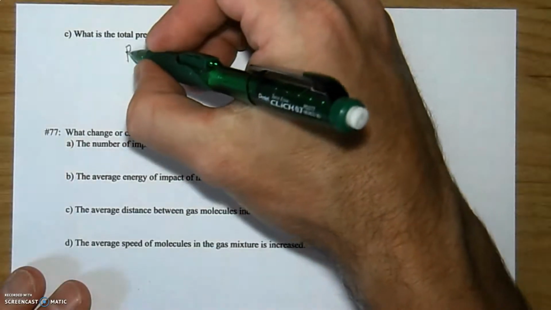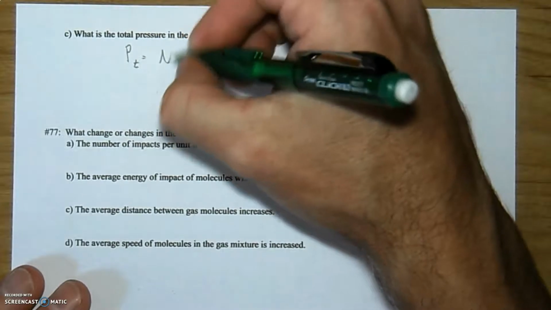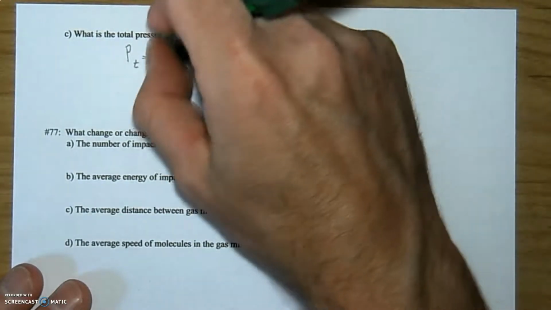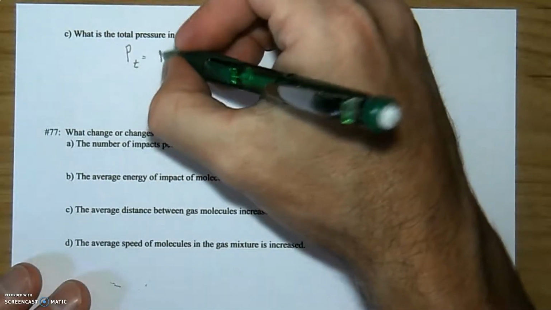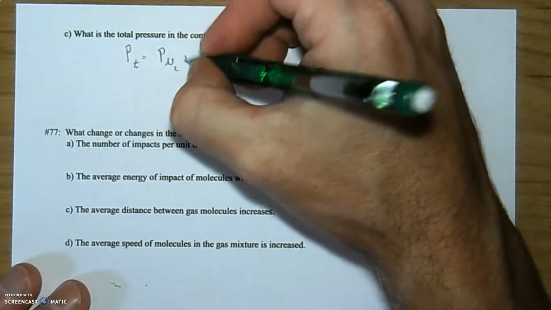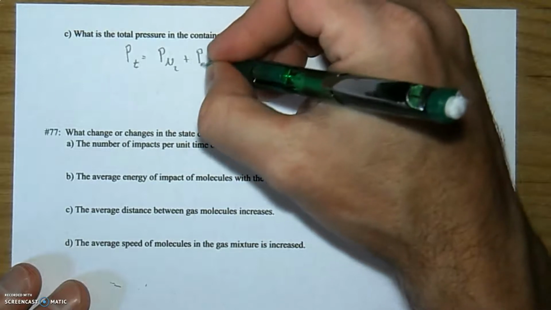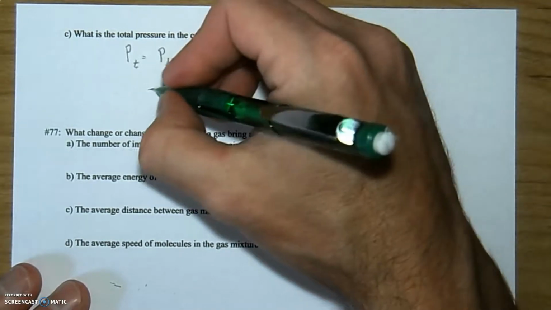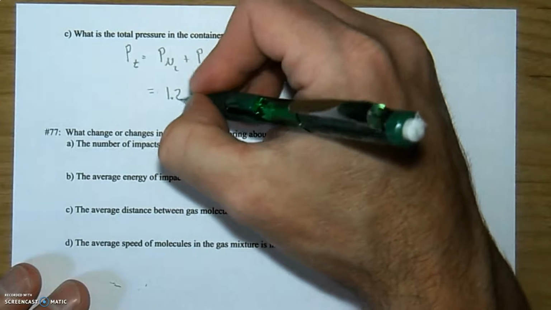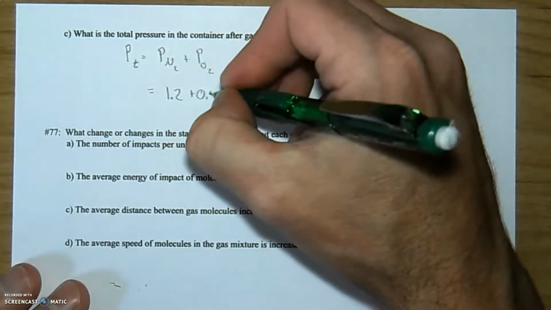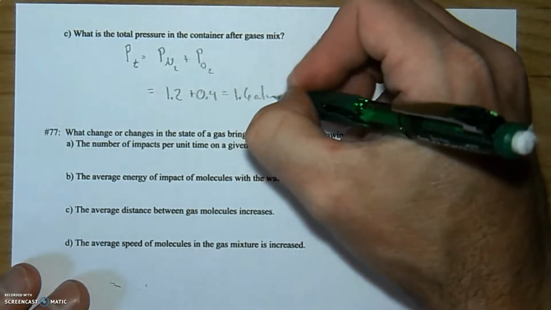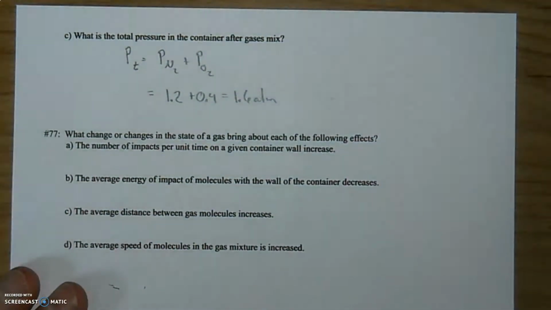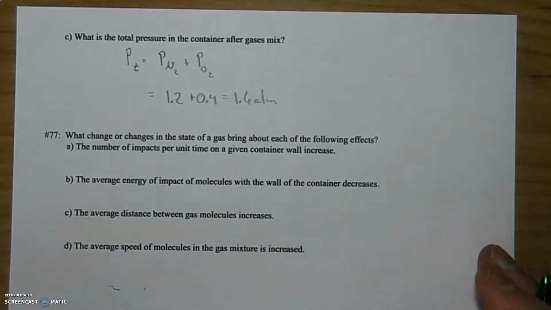So pressure total is going to be equal to the pressure of the nitrogen gas plus the pressure of the oxygen gas. So that is 1.2 plus 0.4 is equal to 1.6 ATMs. And that's it, that's the end. All right, let's go on back to the notes.